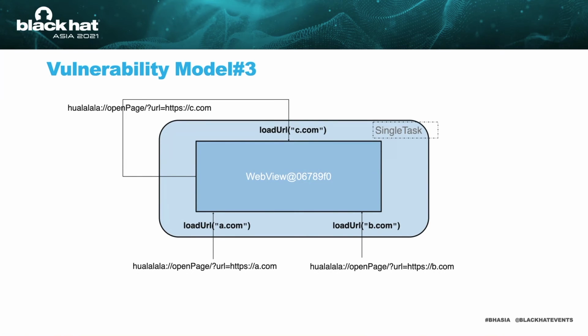Maybe a diagram will be clearer. If a WebView is set to singleTask, there will be only one WebView object, and any deep link will be converted to a load URL on this object. And the deep link can be invoked by JavaScript. Thus, we found another way to invoke a browser-initiated navigation from the render model.